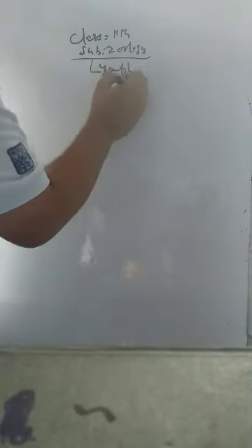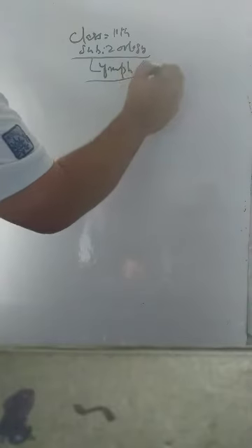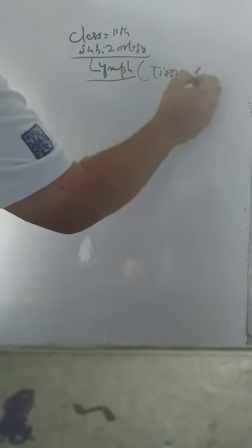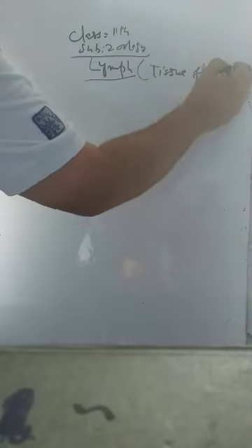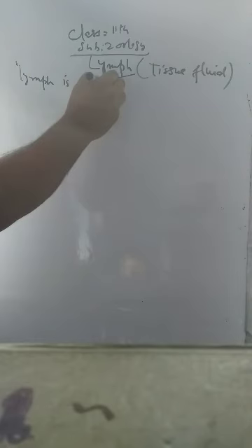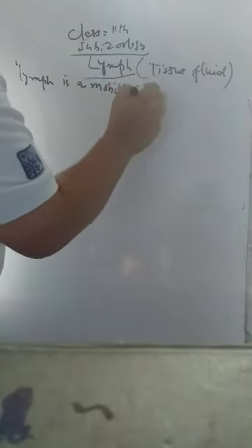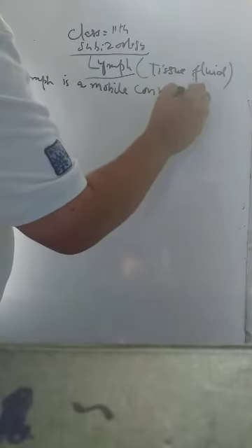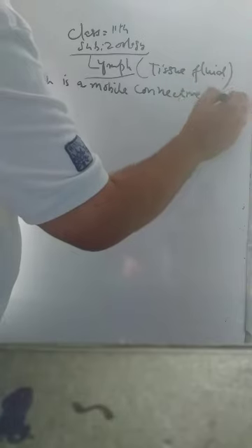What is lymph? You know that lymph is a tissue fluid. It's called lymph. Lymph is a mobile connective tissue.